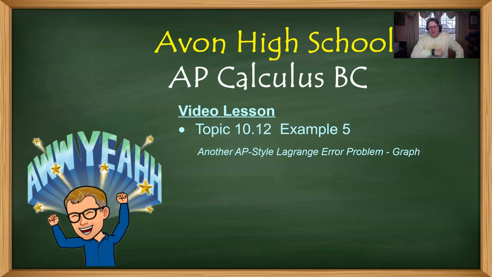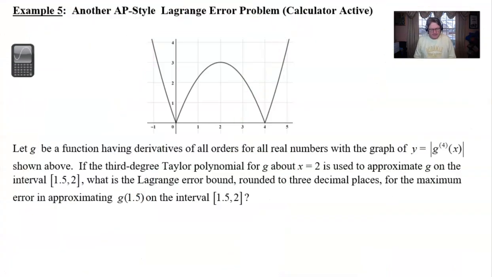This is going to be Lagrange error problem example 5. That's going to be another Advanced Placement style question. This one's going to involve a graph and will also probably be calculator active so that we can get this decimal answer. So without further ado, let's take a look at this. And as you can see, we have a graph. That's pretty easy to see down there.